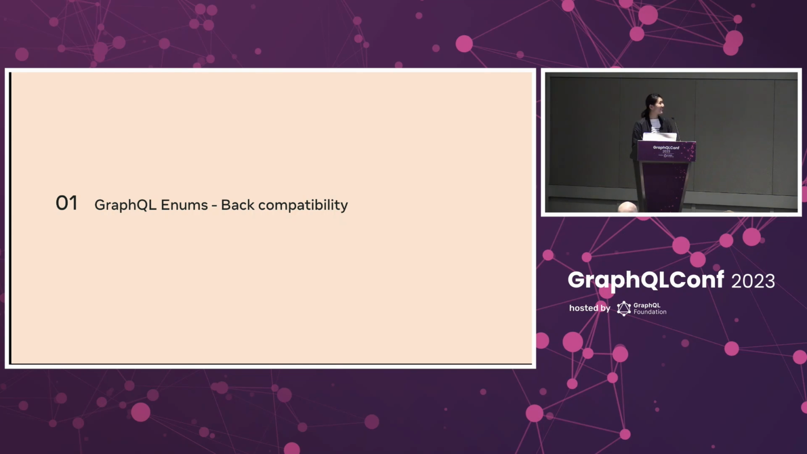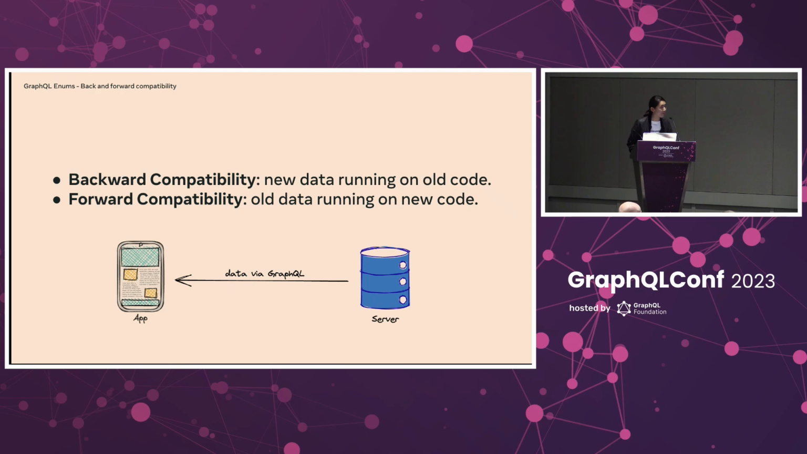I want to talk about a very interesting topic called GraphQL enums and backward compatibility. This is not GraphQL specific, but because of how expressive and declarative GraphQL is, we actually have a very powerful way of addressing these issues compared to the REST API that is more opaque. Before we get into it, let's define backward compatibility and forward compatibility, and get this confusion out of the room. Backward compatibility is new data running on old code, right? And forward compatibility is old data running on new code.